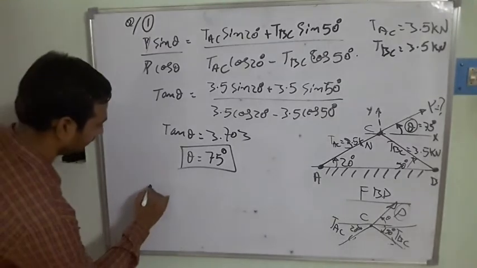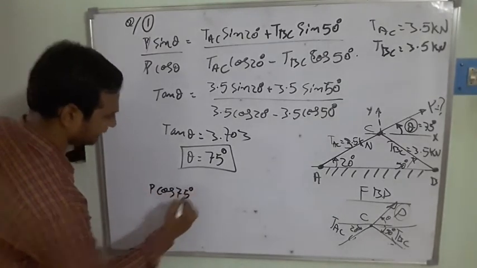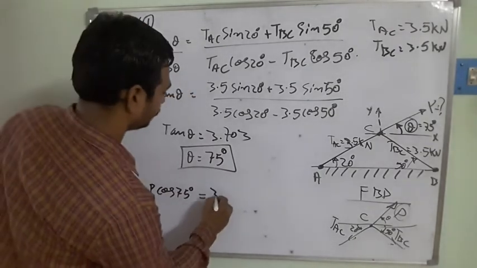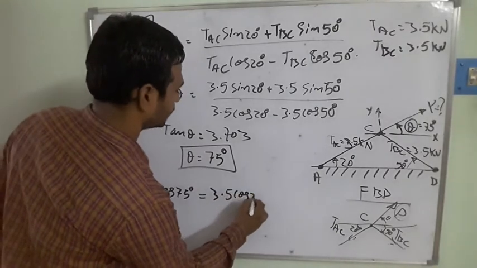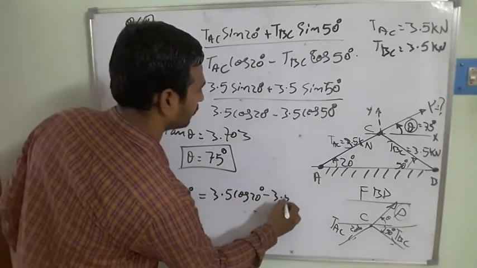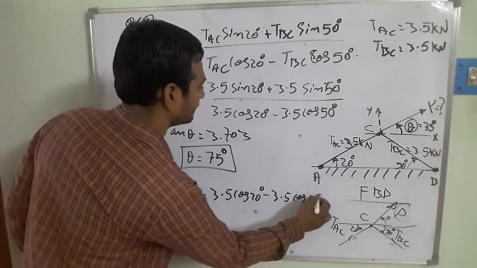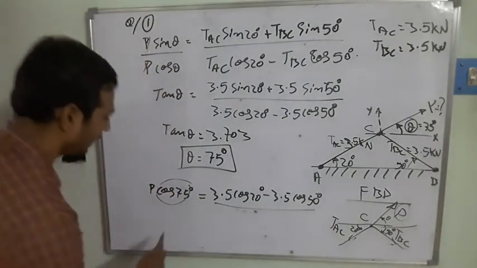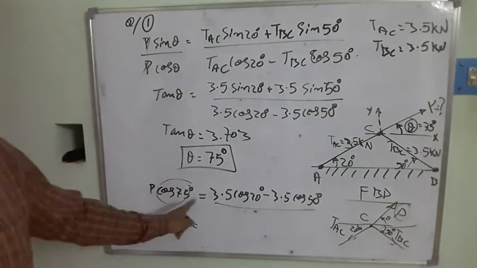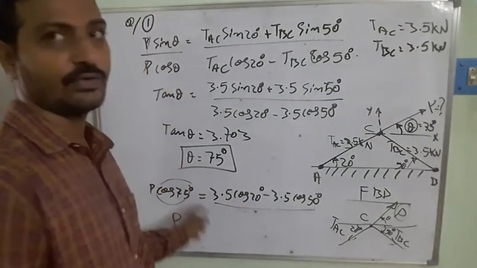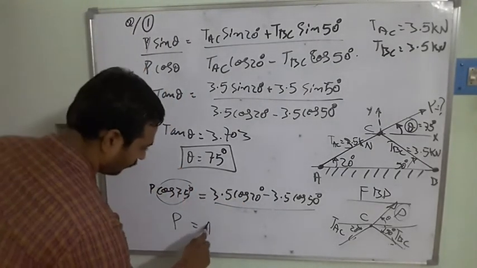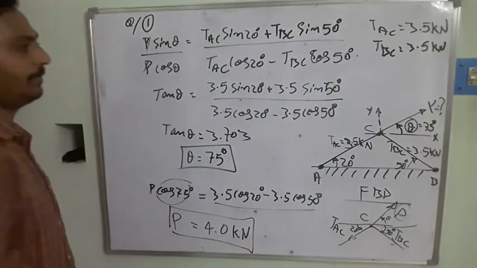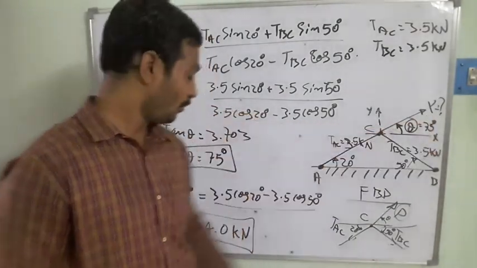In this case, P cos 75 degrees, I substituted in equation 1, is equal to 3.5 cos 20 degrees minus 3.5 cos 50 degrees. Then I take cos 75 to the other side as a divisor. Finally P is equal to, once you divide this parameter by cos 75 degrees, 4.0 kilonewtons, we got it. This is the load that is going to be acting at this point. P is equal to 4 kilonewtons.